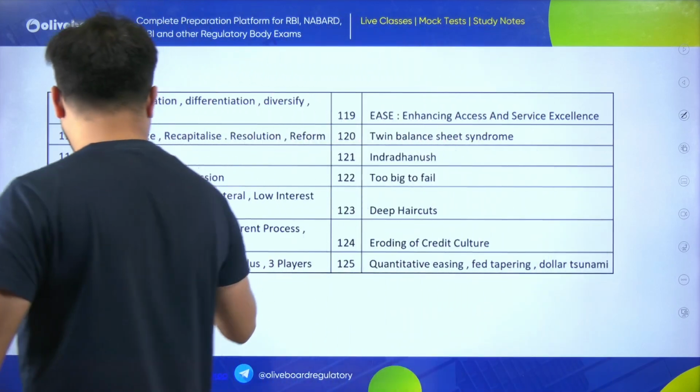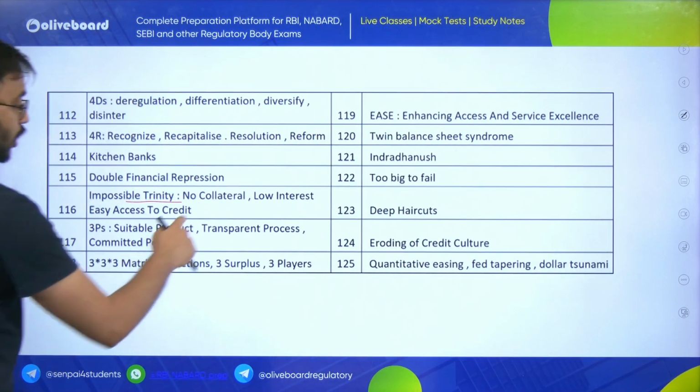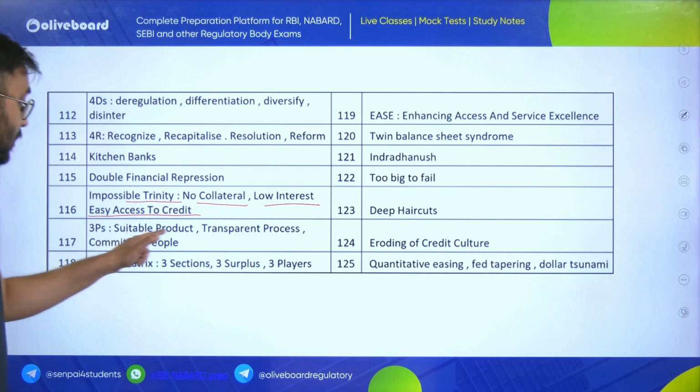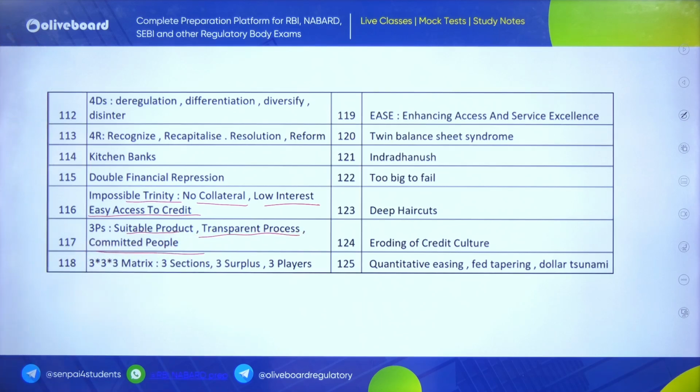Okay. Double financial repression. Impossible trinity. What is it? No collateral, low interest, and easy access to credit. 3 P's are there: suitable product, transparent process, and committed people. Very beautiful. You can write this point here.